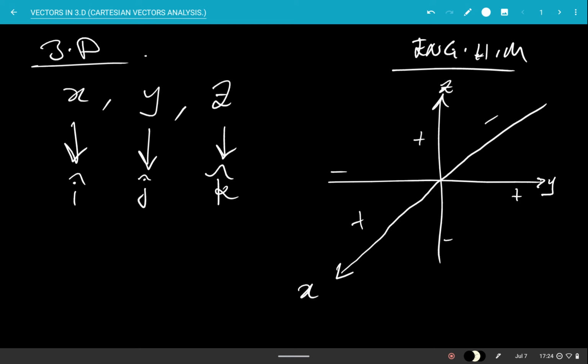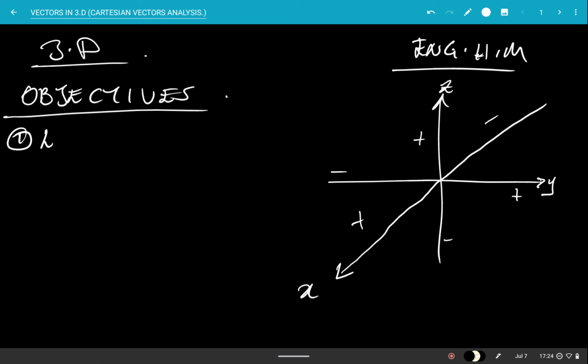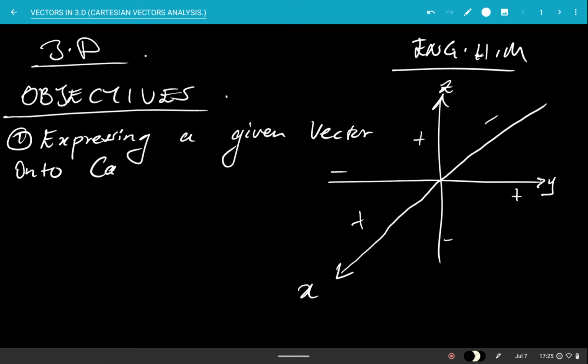Now, you need to understand that under the 3D vectors, we have certain objectives. What are these objectives that I want us to look at? So the first objective is where we'll just learn how to express a given force or vector into Cartesian form. So we'll look at how we can understand or learn how to express a given vector into Cartesian form.